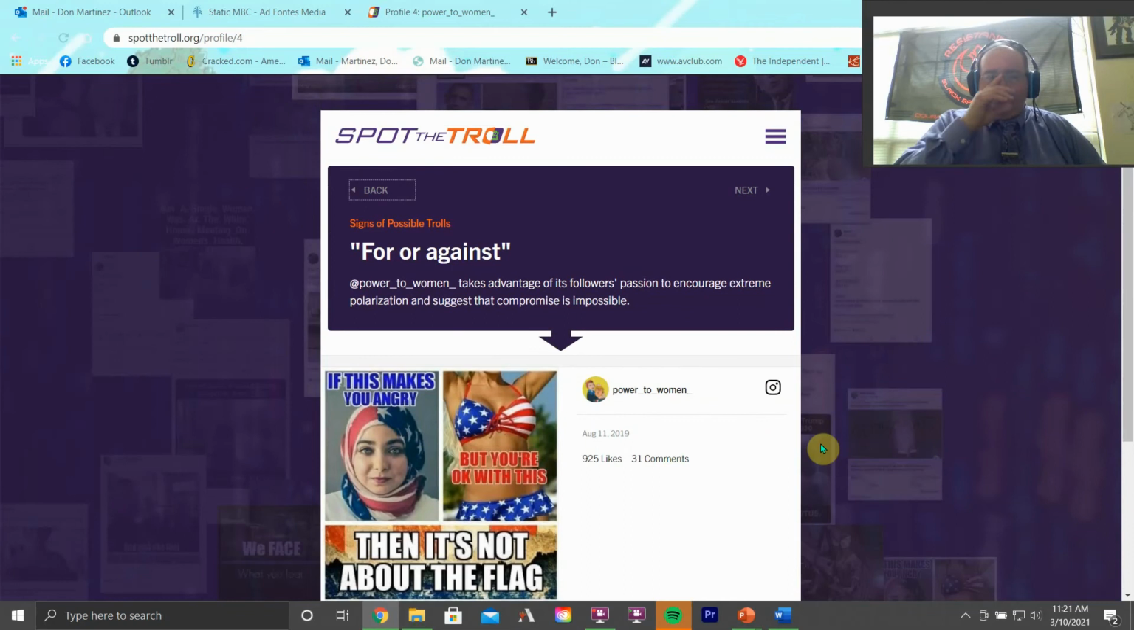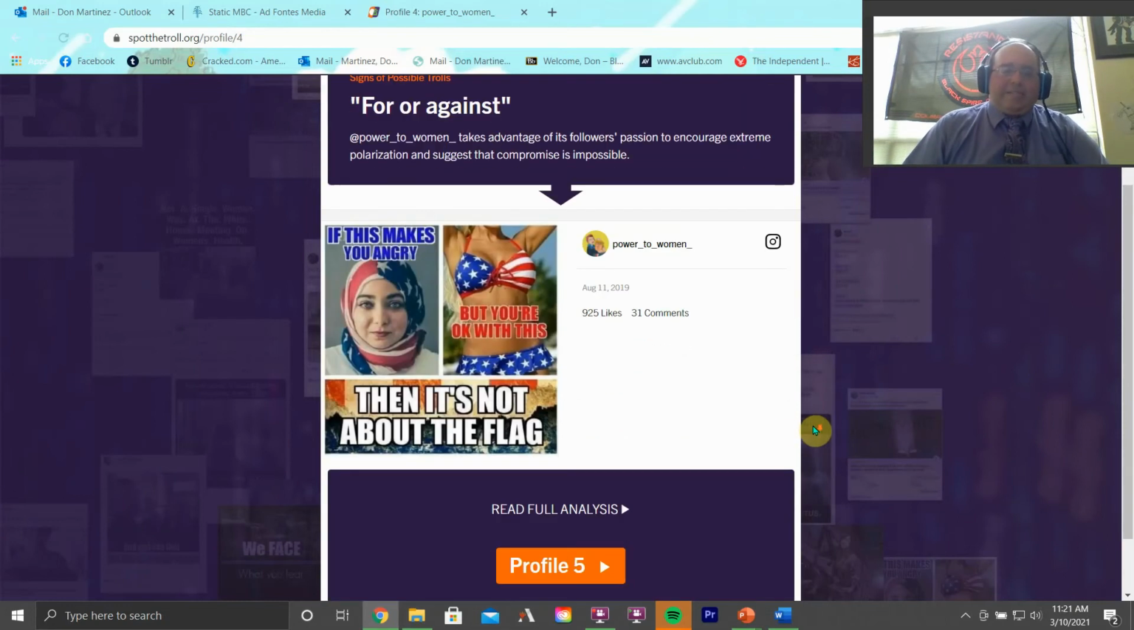For or against. Power to Women takes advantage of its followers' passion to encourage extreme polarization and suggests that compromise is impossible. Okay? For example, this graphic about hijabs versus bikinis with American flag prints. Okay?